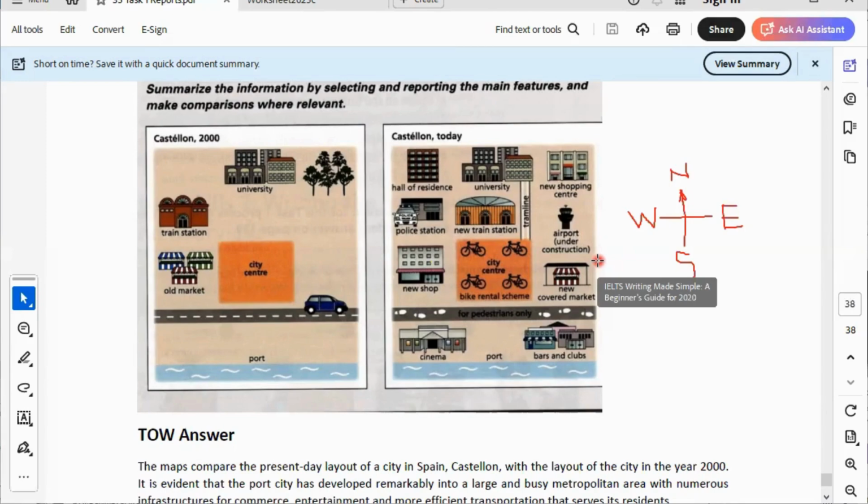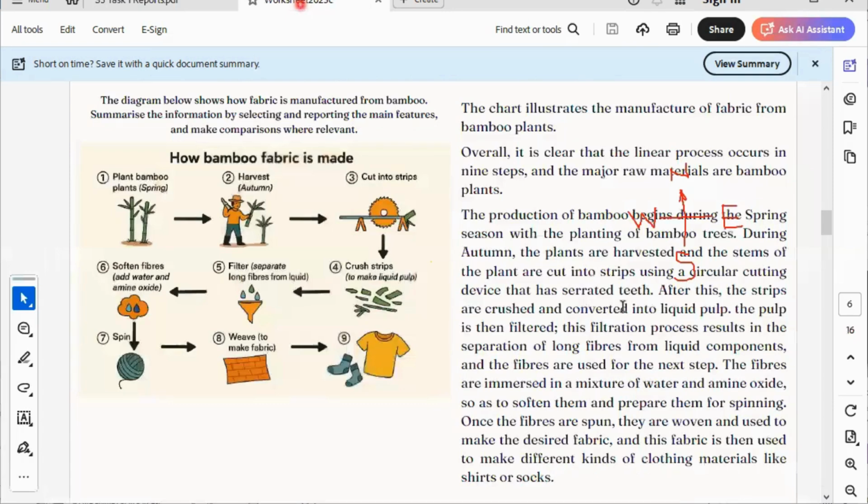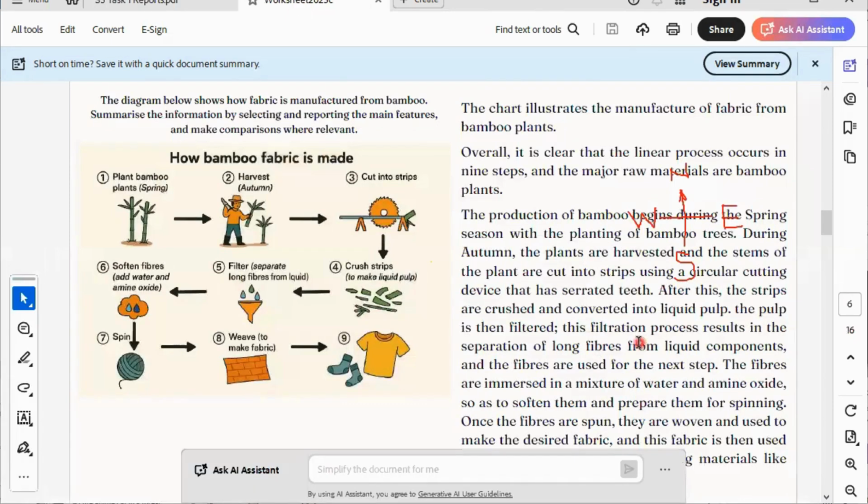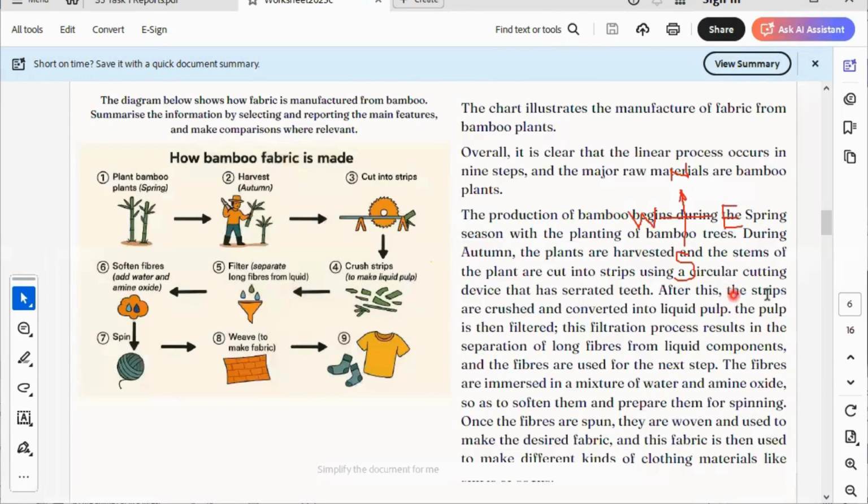We don't use B-E-I-N-G in process chart report. People use it a lot, but it's not appropriate. For process chart report, they tend to use present simple tense. That's what I used in that other report that I gave earlier on. You will not see the word being. I did not say that after this, the strips are being crushed and converted to pulp. No, no, no, no. You can't use being because it's not an ongoing process. It's a present simple tense.